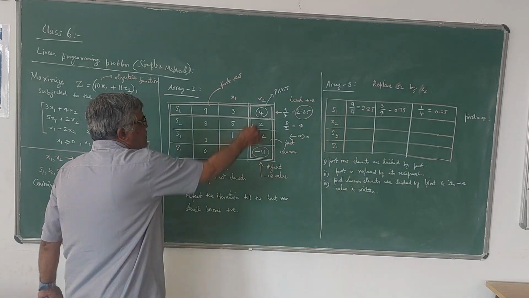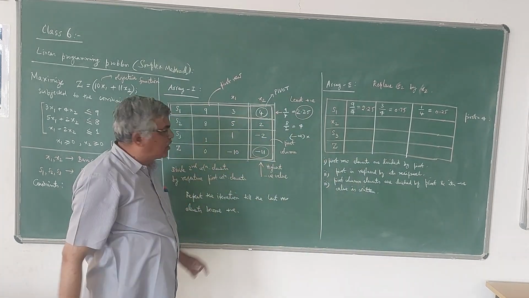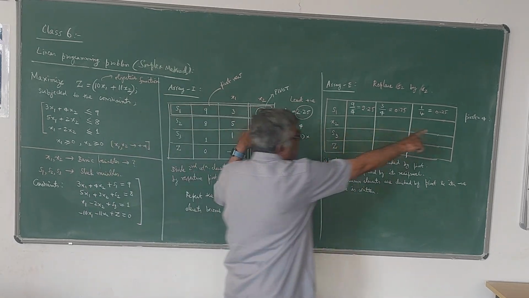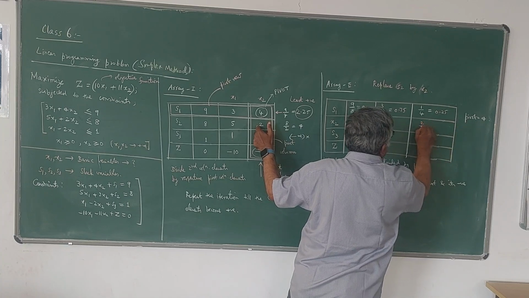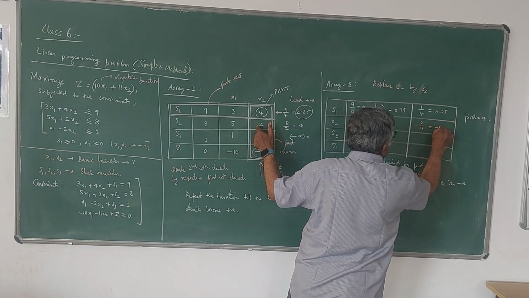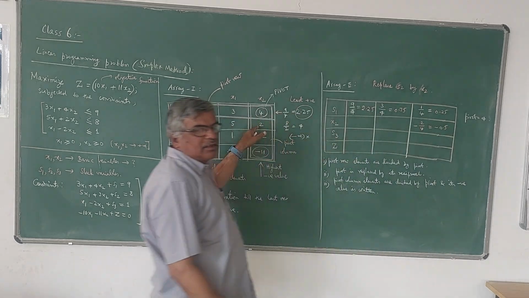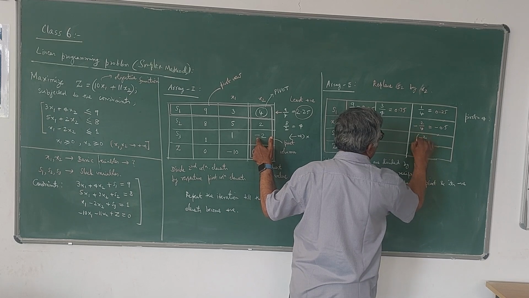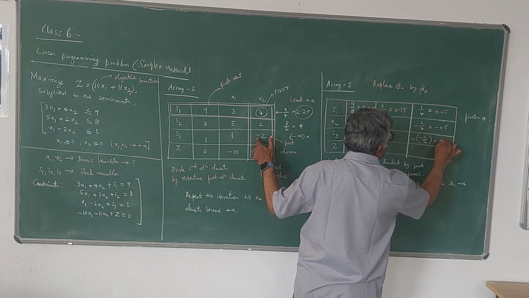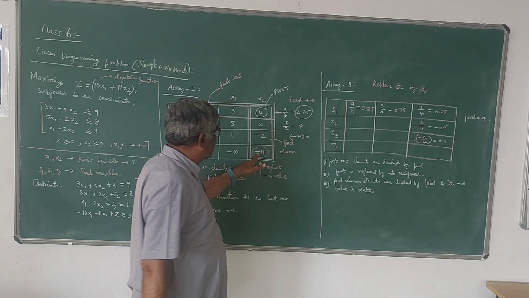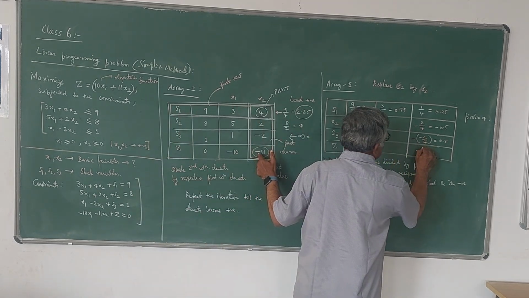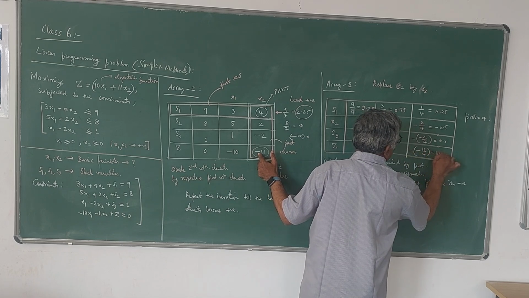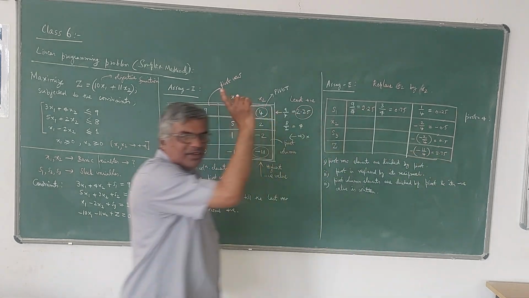That means this is the pivot column. So 2 divided by 4, correct? 2 divided by 4. But I have to take the negative of that. That means minus 0.5. Correct? Next, minus 2 divided by 4. But I have to take the negative of that. It becomes positive, 0.5. Then this one, minus 11 by 4. Minus of that is 2.75. See, these are the values.